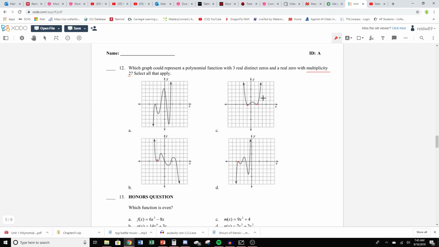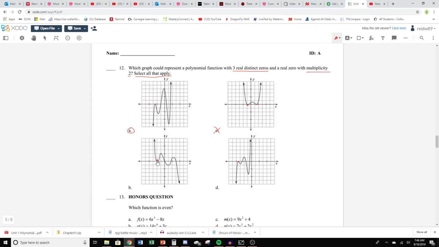Okay. So we know it can't be C because it's not saying multiple real zeros with multiplicity. So it can't be C. So let's look at some of the other options. It says it needs a polynomial function that has three real distinct zeros. Okay. So 1, 2, 3, 1, 2, 3, 1, 2, 3. So all the rest of these have that. So it says select all that apply as well. So that's going to mean that we have a multiplicity here, and it has three distinct real zeros. 1, 2, 3. So this one's good.